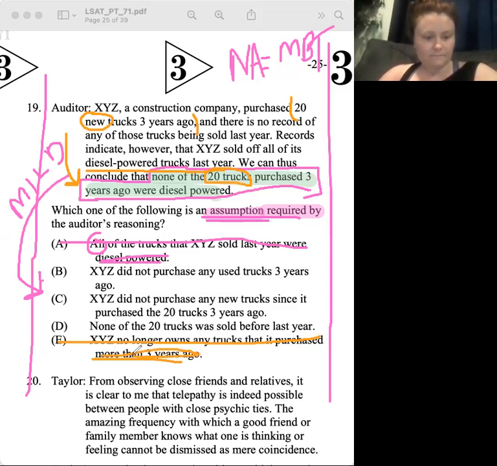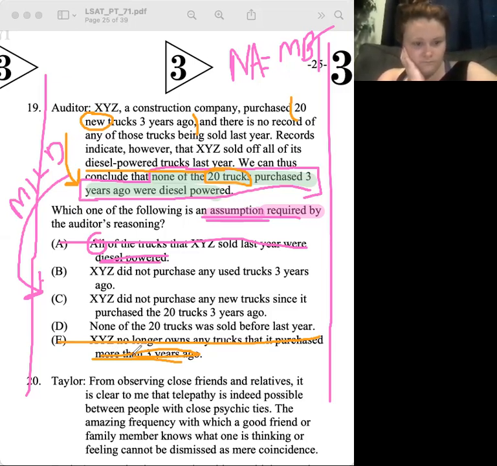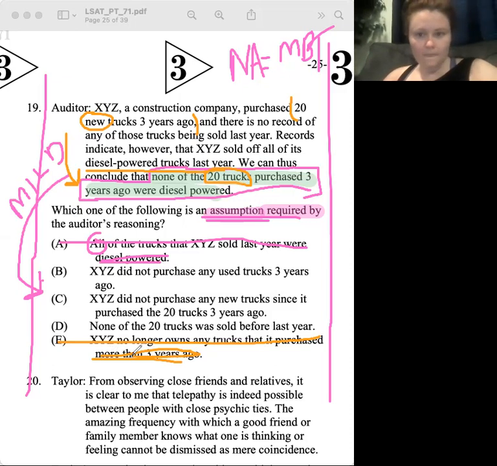Let's go to C. XYZ did not purchase any new trucks since it purchased the 20 trucks 3 years ago. Okay. Maybe. Does it have to, in order for none of the 20 trucks purchased 3 years ago to be diesel powered? Does it matter if they purchased any new trucks since? All we care about are the 20 trucks they purchased 3 years ago, right? Okay. So C, we can cross off pretty easily.